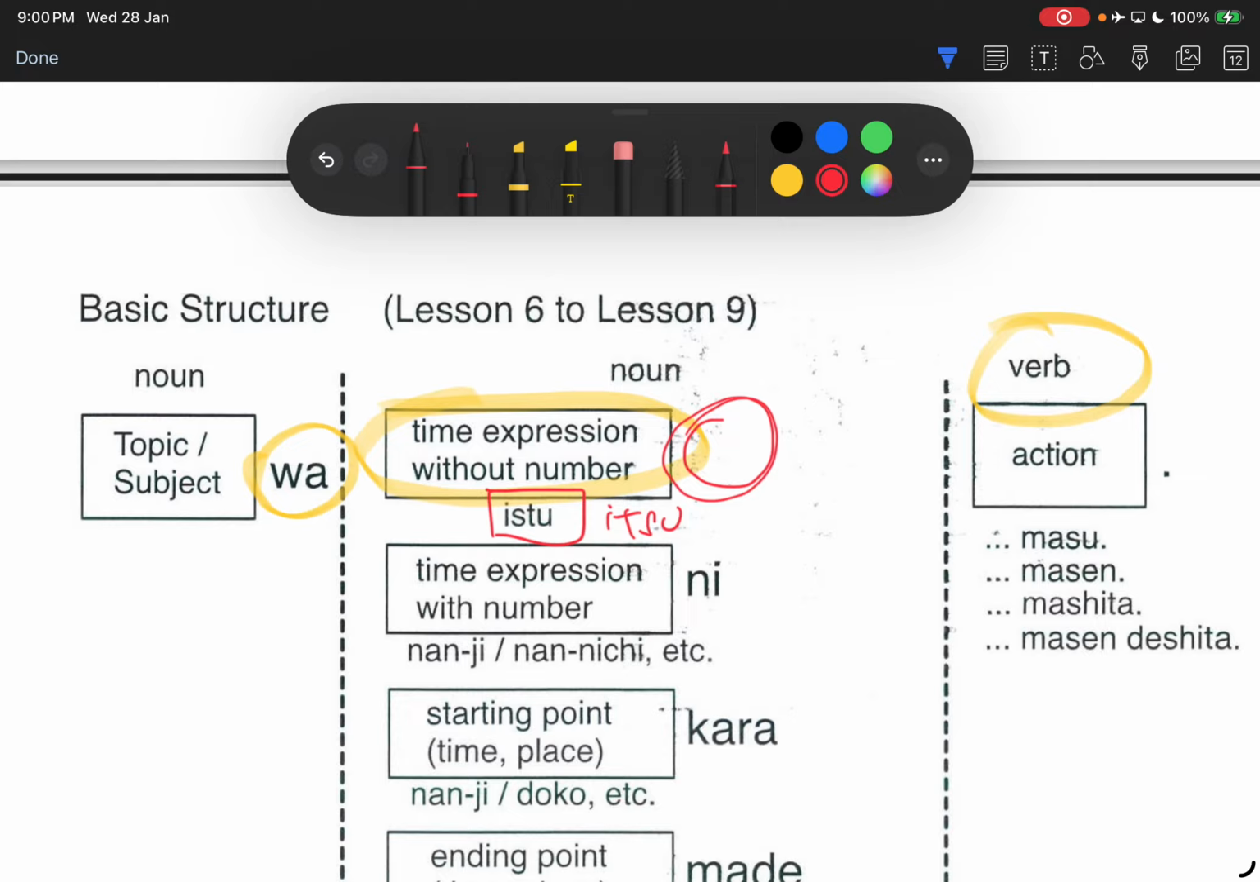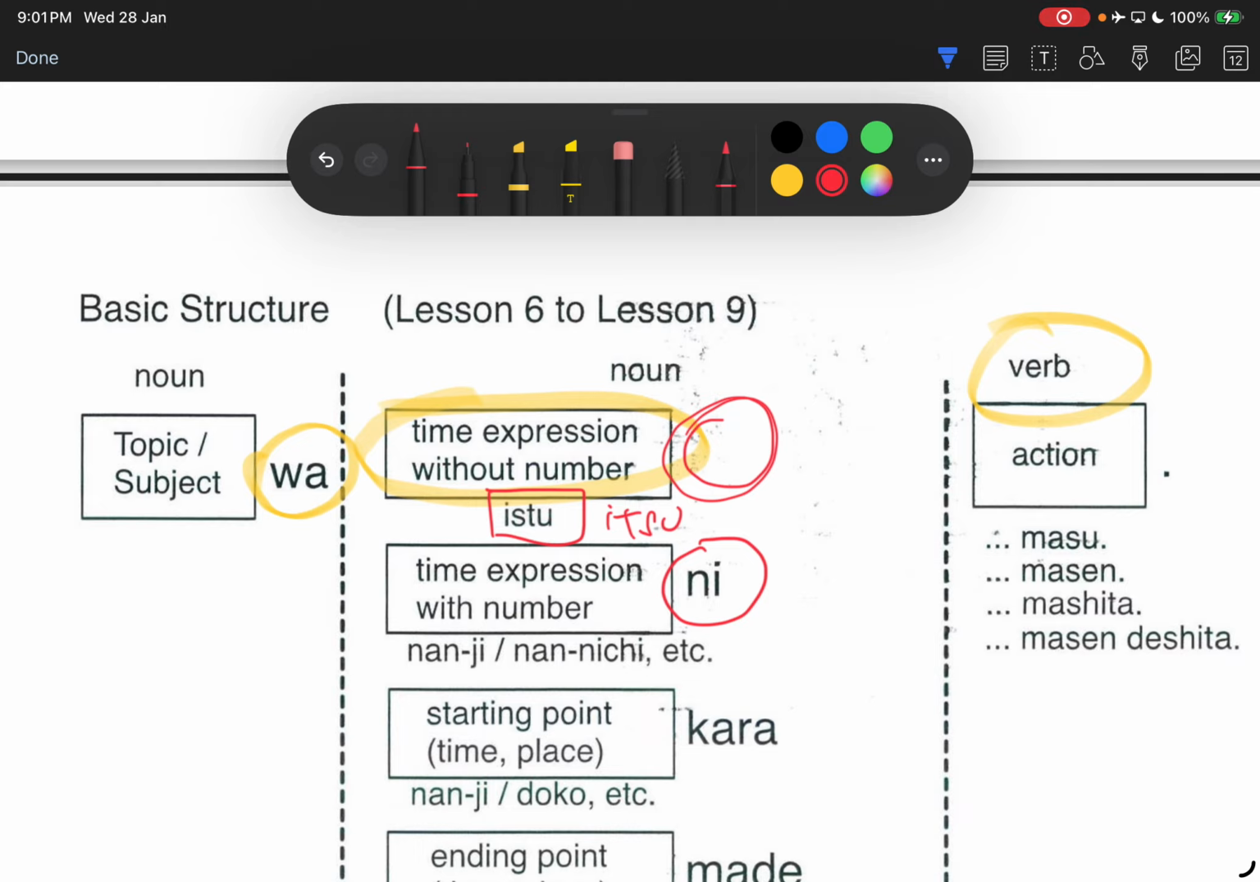Then the next box. Time expression with number. These are, for example, 6時、9時、1月、9月. All these have number. So when we have number, we need a particle to signify, like during September, in September, at 6 o'clock. So we need the particle to specify the time exactly. This is what we call time expression with number. It includes Monday to Sunday also. Monday to Sunday is considered as number.